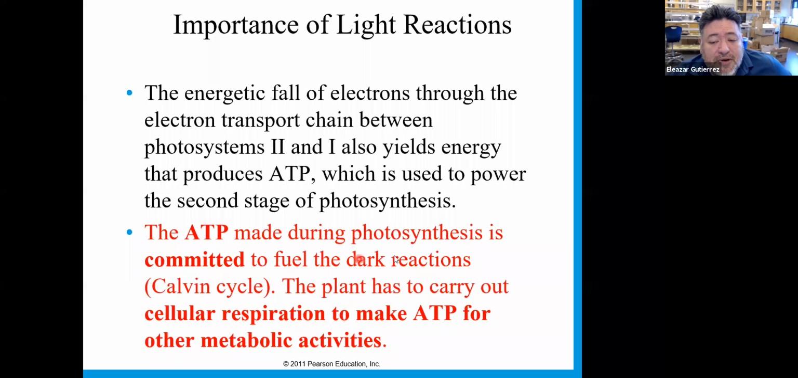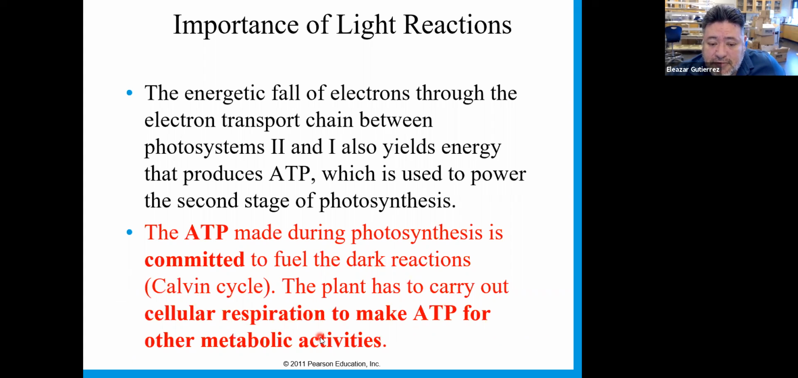The ATP made during photosynthesis is committed to fuel the dark reactions, the Calvin cycle. The plant has to carry out cellular respiration to make ATP for other metabolic activities. I put this in red because I'm not going to lie to you, it's part of your assessment, and it has to be like this so you can read it and understand it. So it says that the ATP made during photosynthesis must enter the Calvin cycle. The plant has to carry out cellular respiration to make ATP for other metabolic activities.